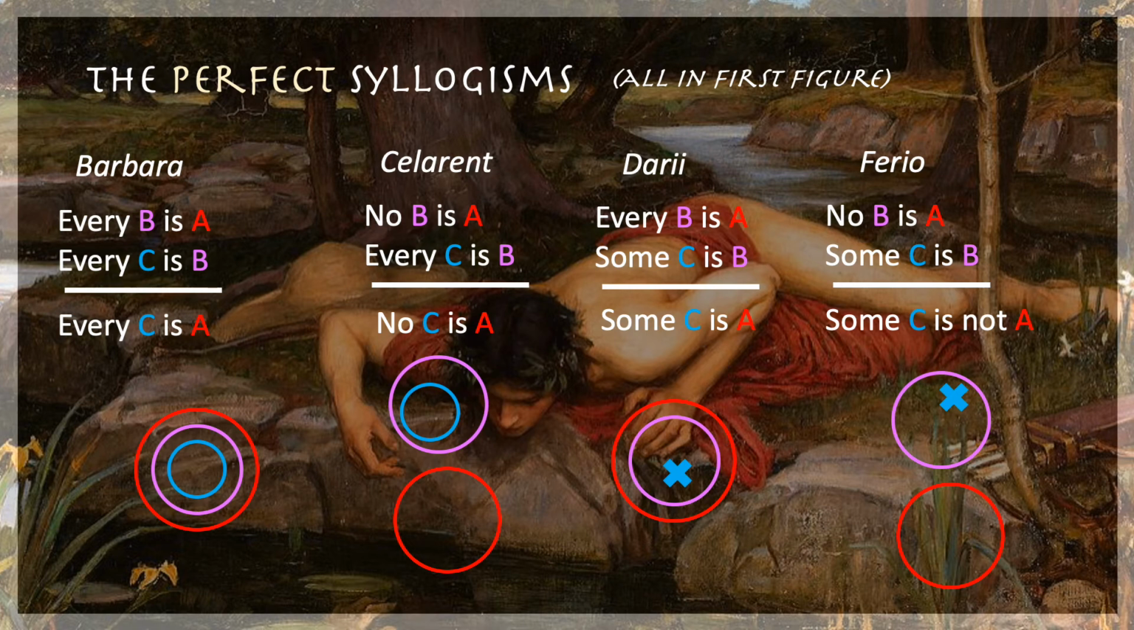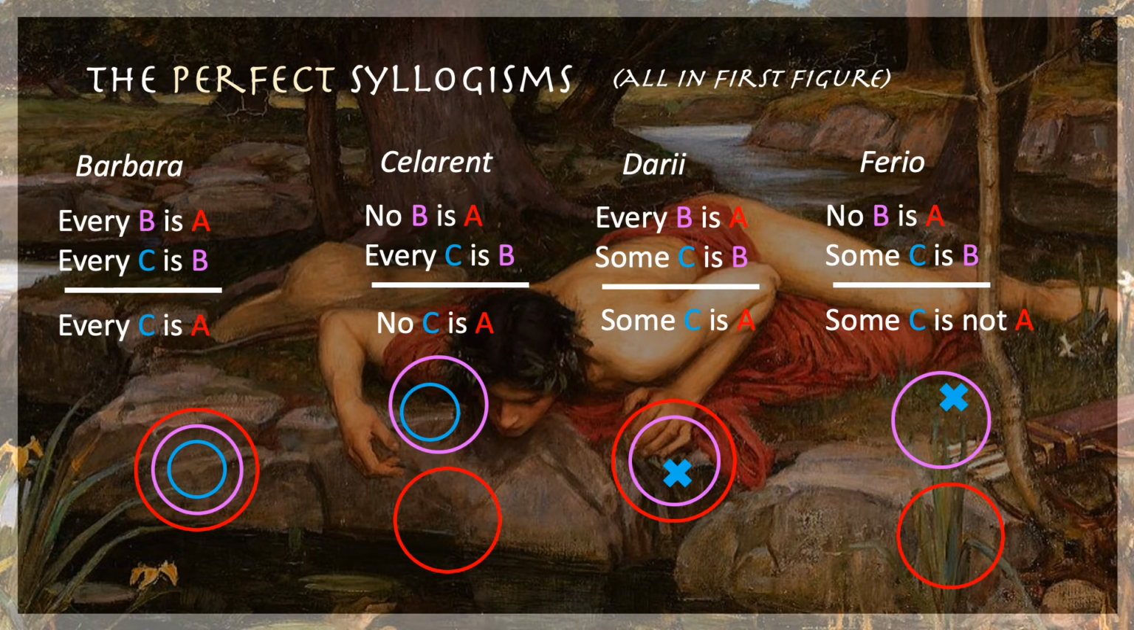Likewise, the syllogism Celarent is a syllogism within the first figure in which the major premise is an E proposition, that is, a universal negative proposition. The minor premise is a universal affirmative, that is, an A proposition, and the conclusion is an E proposition, that is, a universal negative.